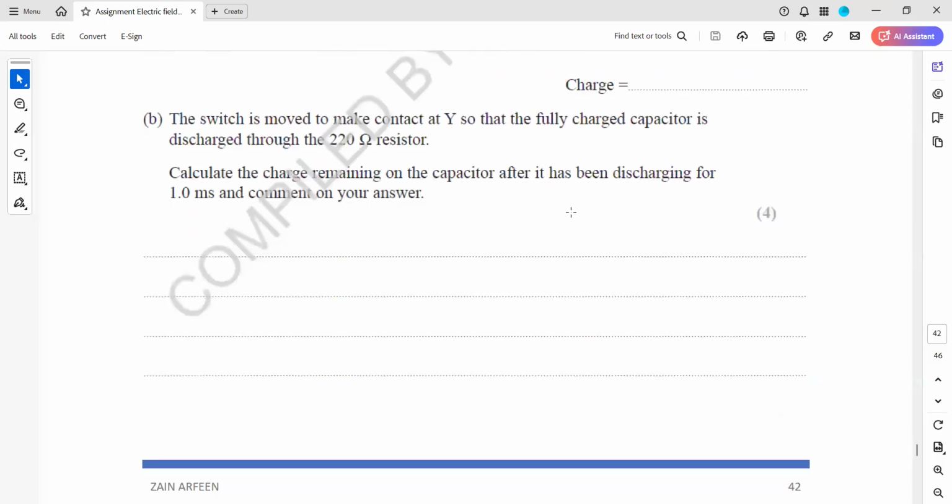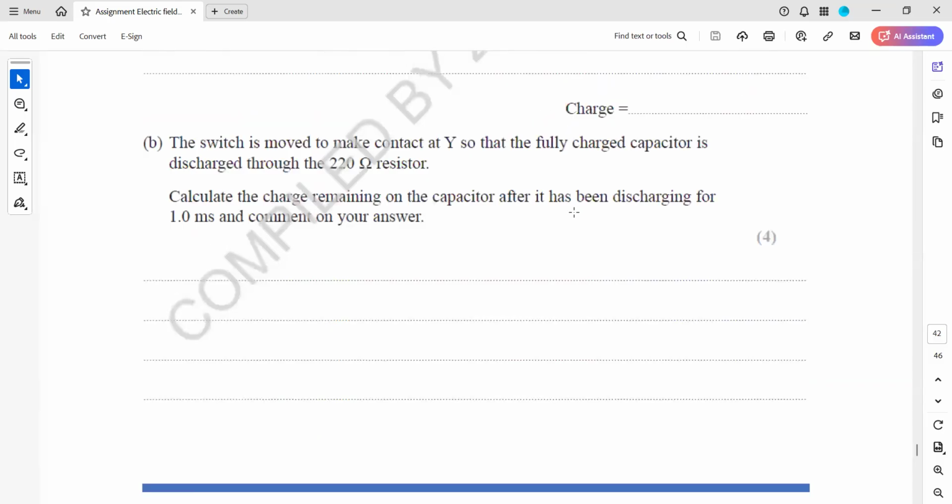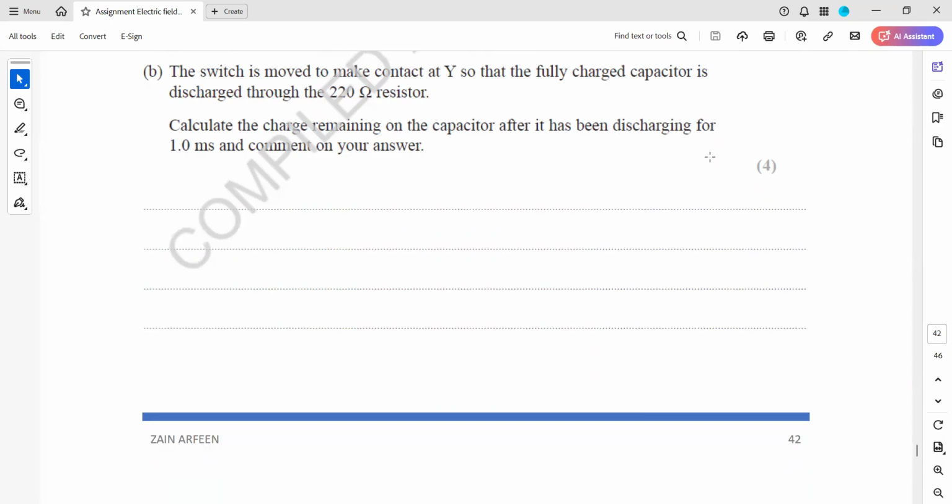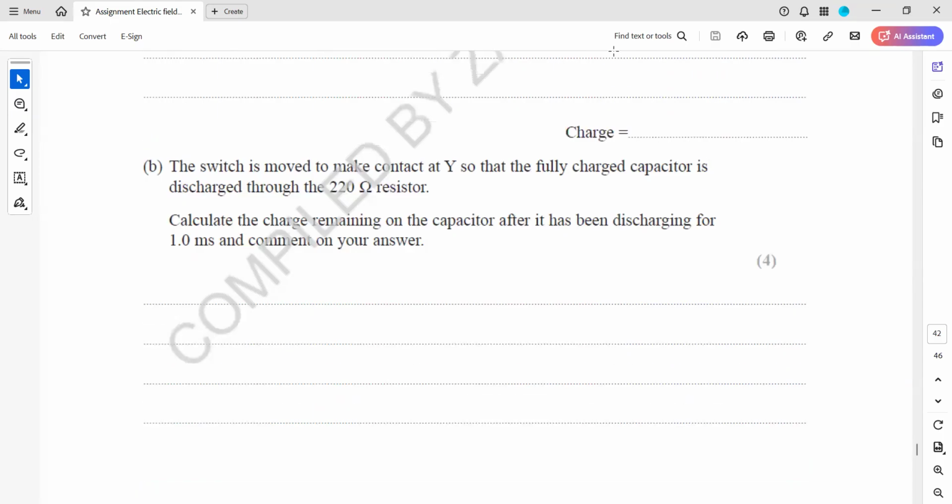The switch is moved to make contact at Y so that the fully charged capacitor is discharged through a resistor of 220 ohm. Calculate the charge remaining on the capacitor after it has been discharged for 1 millisecond. Comment on your answer. This is the maximum value of the charge which we got in the previous answer. Now we want to find the charge after 1 millisecond.